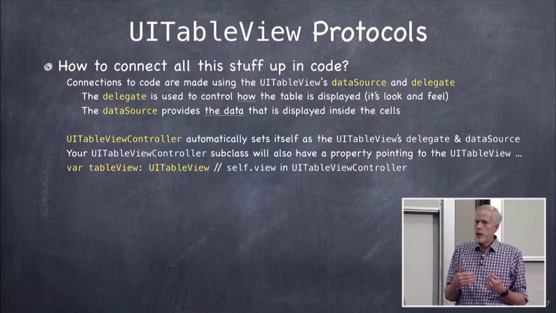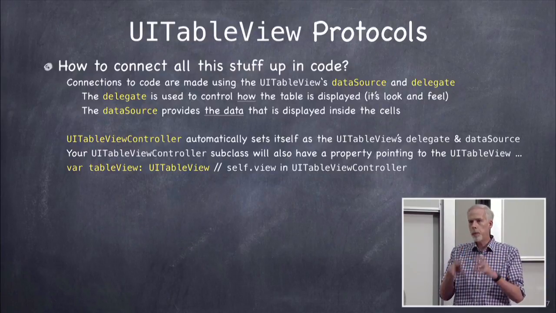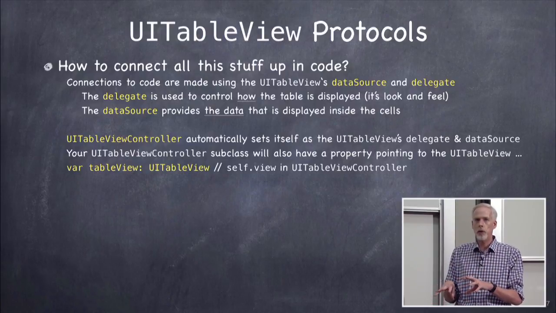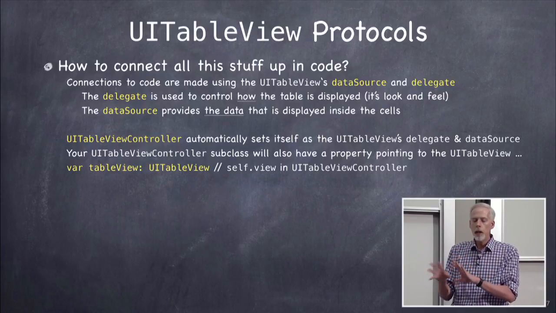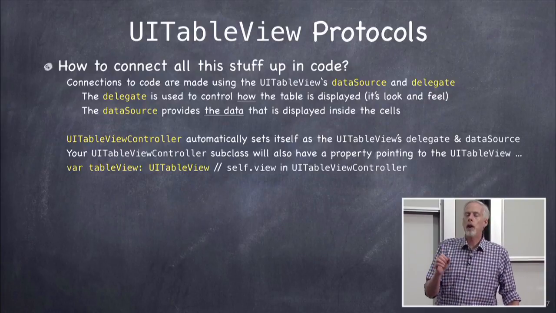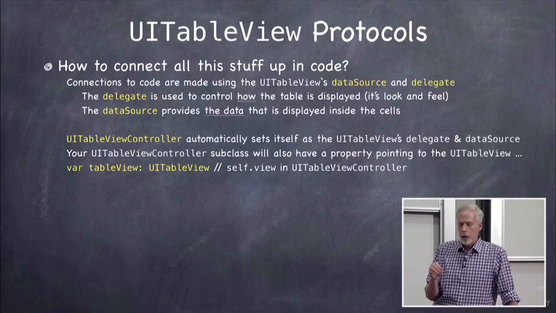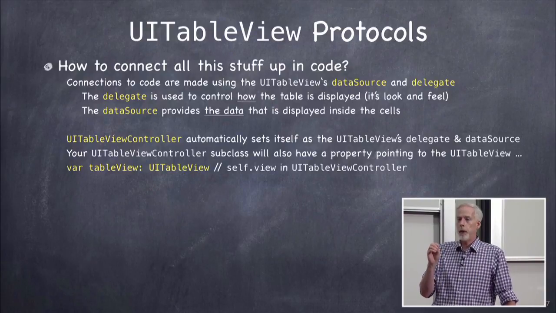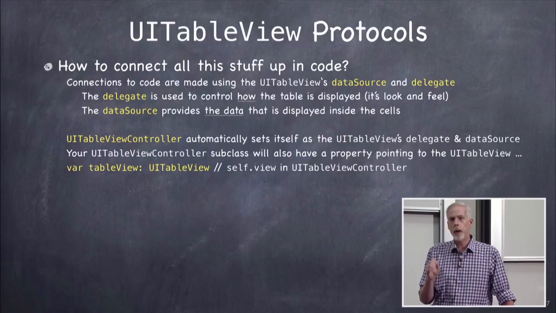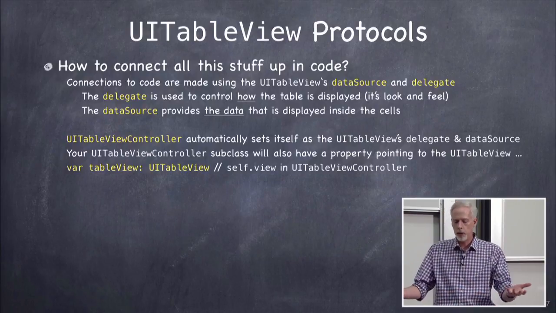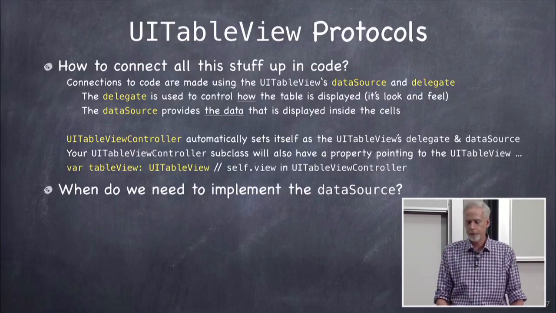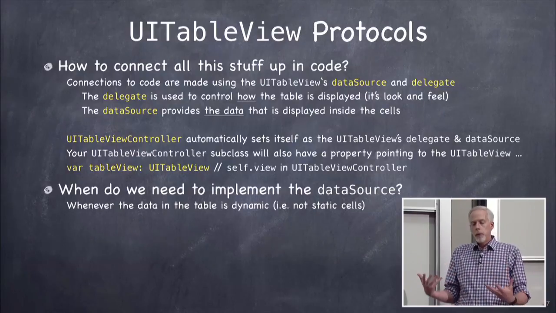So, as I already told you, UITableViewController automatically sets itself as its delegate and data source, so you can just put your code for these delegate methods right in your subclass of UITableViewController, right? Your myTableViewController or whatever. You can put it in there. Also, there's a cool var in TableViewController called tableView, which is basically going to return self.view, but as a UITableView. And that way you can talk to the UITableView that your UITableViewController is controlling. So when do we need to implement the data source?